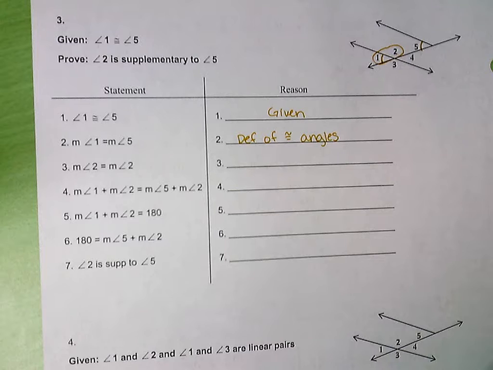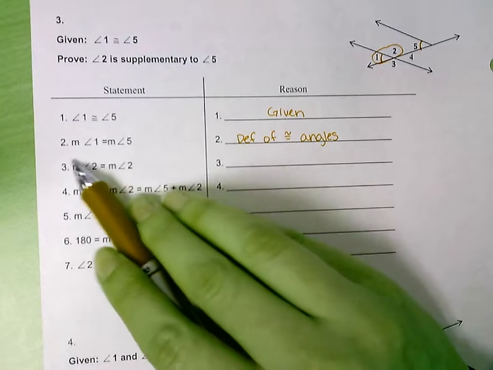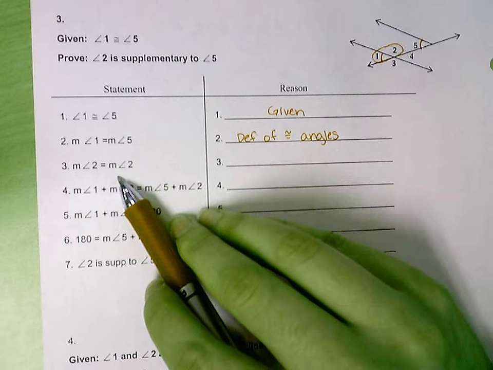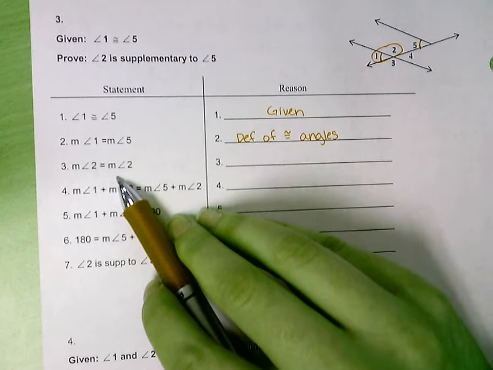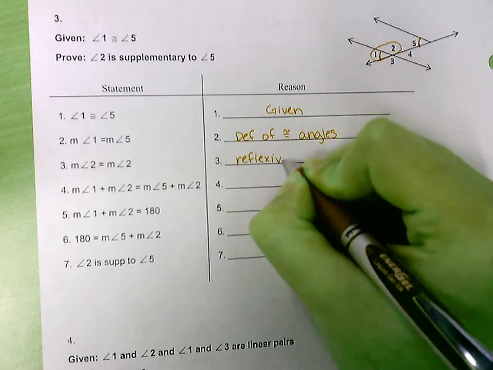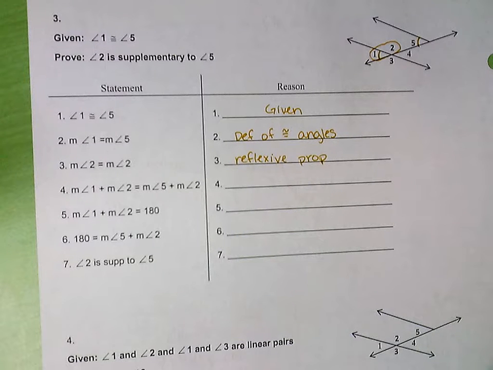All right, from 2 to 3, okay, in statement 3, I have the measure of angle 2 equals the measure of angle 2. When I say something is equal to itself, do you remember which property that is? Reflexive. Okay, when I write out something is equal to itself, that is the reflexive property. Is the next one angle addition postulate or addition equality? Addition property of equality. Yeah.